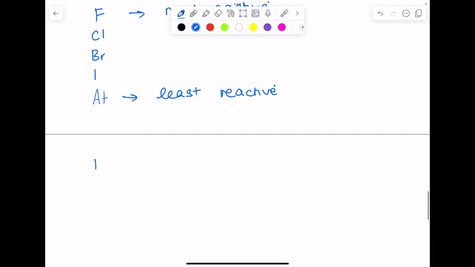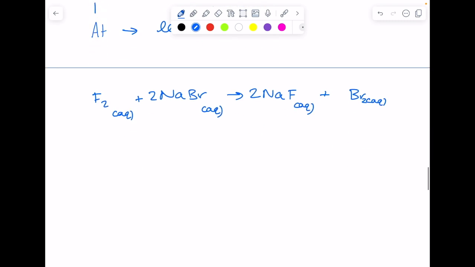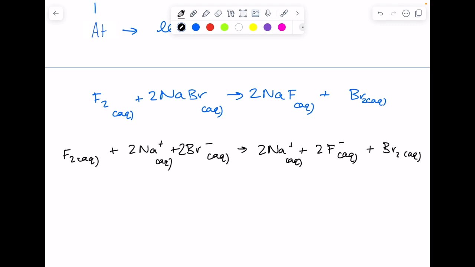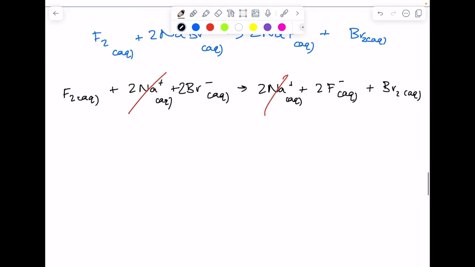So we can say that if fluorine was to react with sodium bromide, the fluorine would displace the bromide to form sodium fluoride plus bromine. So that's all balanced, and I've added state symbols. If we look at the ionic equation, if you're not happy with this, just draw out all the ions like this. So I'm separating out those ions. Now you want to delete the spectator ions, so look to see which ions remain the same on the left and right hand side. They are spectators. So our final ionic equation looks like this.